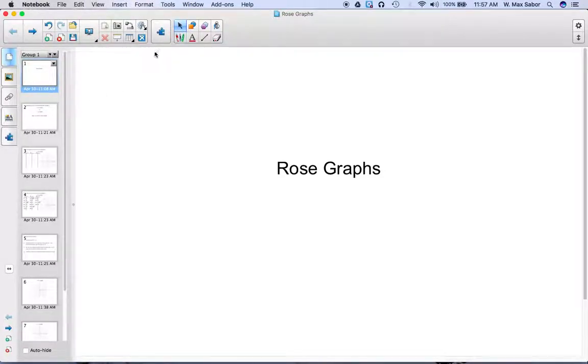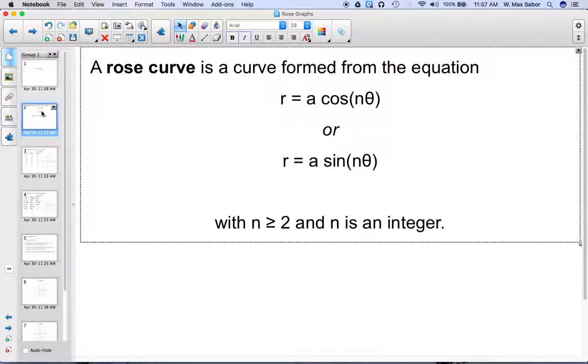Polar graphs allow us to do a ton of different types of shapes, and one of them is a rose graph. Rose graphs, or rose curves, are curves formed by the equation r equals a cosine n theta, or r equals a sine n theta, where n is greater than or equal to 2 and n is an integer. The reason they're called rose curves is because they look like petals on a flower.